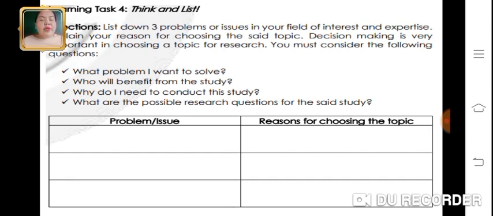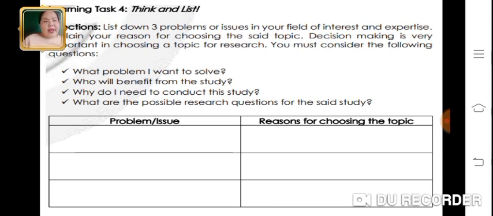Decision making is very important in choosing a topic for research, so you must consider the following questions. What problem I want to solve? Who will benefit from this study? Why do I need to conduct this study? And what are the possible research questions for the said study?